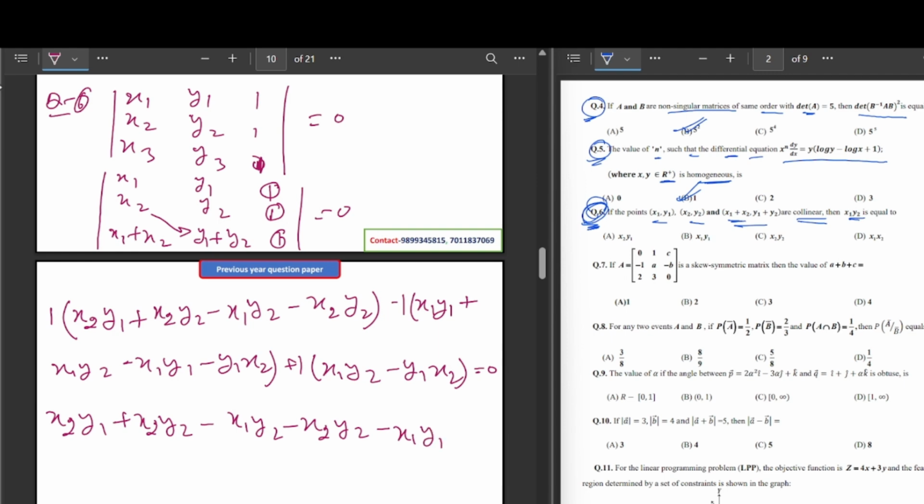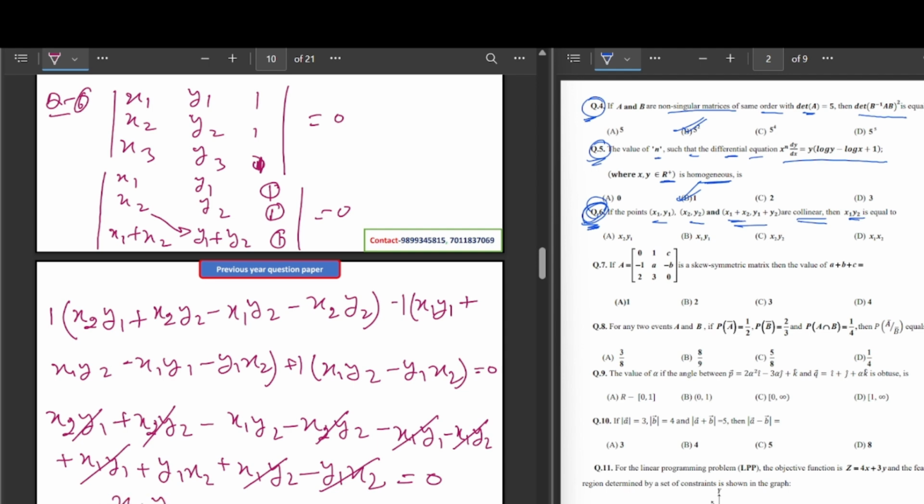after that minus x1 y1 minus x1 y2 and plus x1 y1 plus y1 x2 plus x1 y2 minus y1 x2 cancel with this, and this x2 y2 cancels with x2 y2, and after that x1 y1 cancels with x1 y1, x1 y2 cancels with x1 y2, and the rest of the part is minus x1 y2 plus y1 x2 is equal to 0.